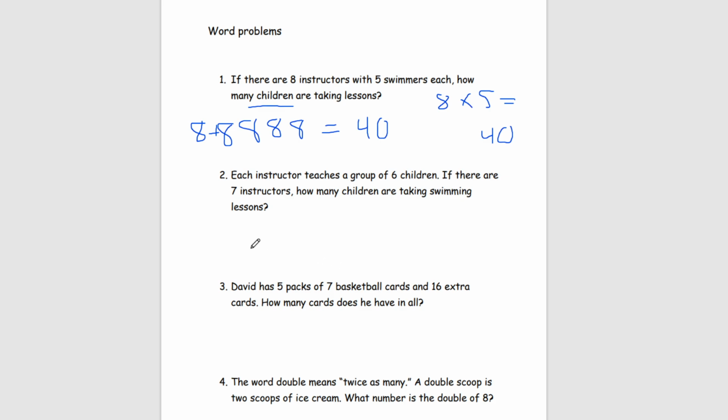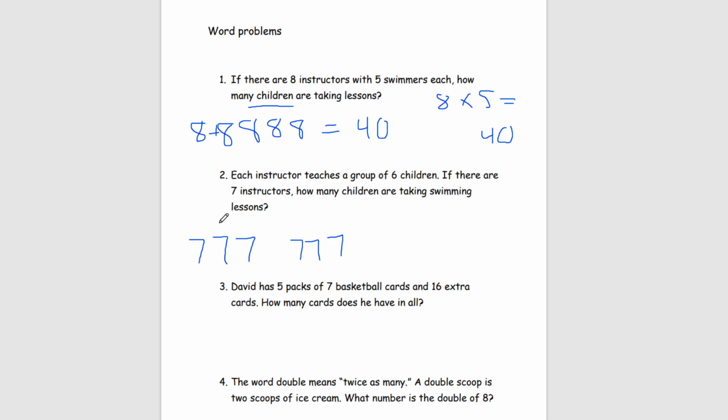In our last one, each instructor teaches a group of 6 children. If there are 7 instructors, how many children are taking swimming lessons? Basically this is the same as the previous question, but this time we have groups of 6 children with 7 instructors. So we'll do like we did before. We'll just do 7 six times. So 7 plus 7 plus 7 plus 7 plus 7 plus 7.